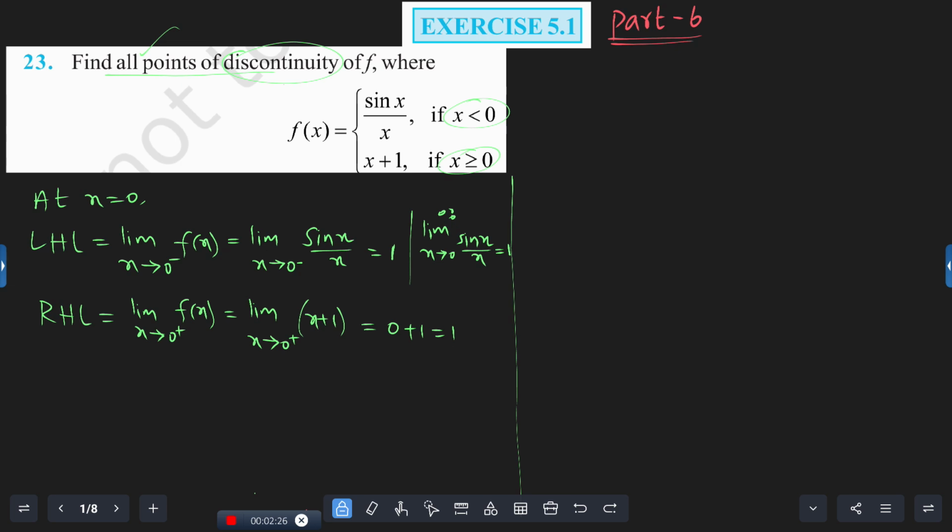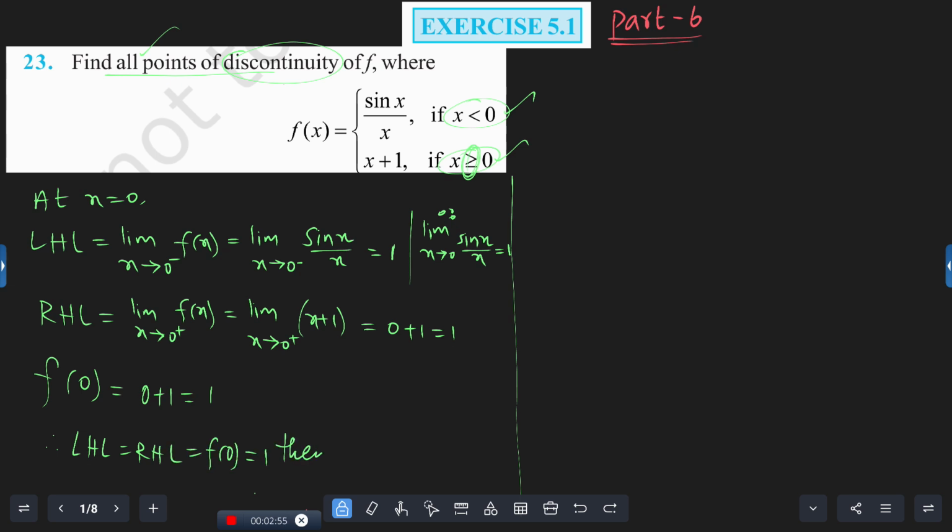Now what do we have to check? Function value. So f of 0 we have to check. Means where x value is 0, that function we have to use. Whether in the first equation or second, in the second function we have x equal to 0, that is x plus 1. So 0 plus 1, which is equal to 1. Therefore left hand limit, right hand limit and function value, everything is equal to 1.